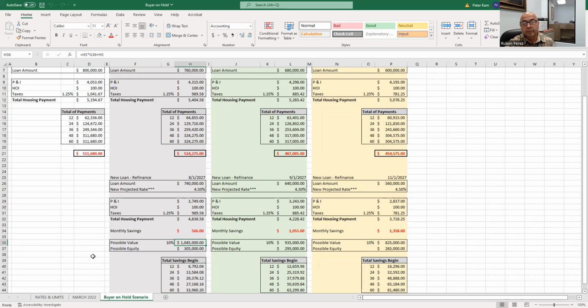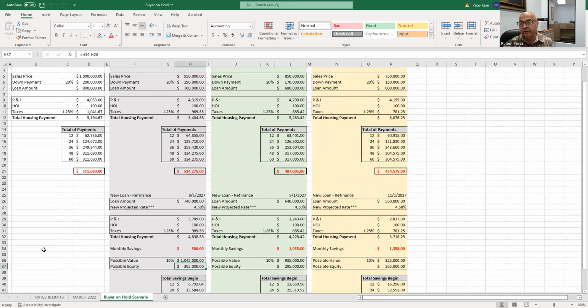Okay, so your possible equity would be $305,000. That's in 5 years. Okay, I mean, understand that you put 190,000 into that equity, but you're still coming up with a pretty good equity. That's a pretty good return.